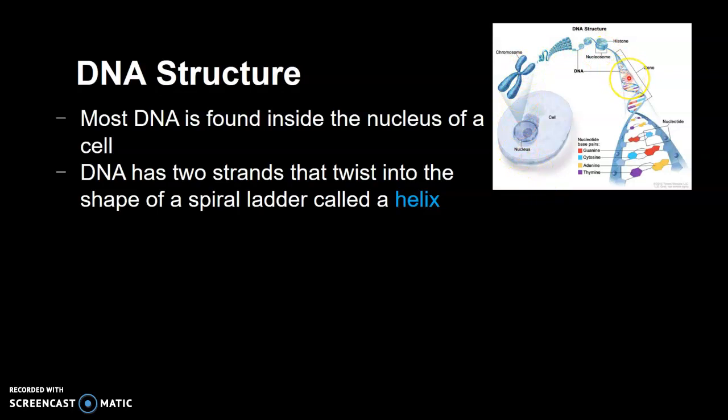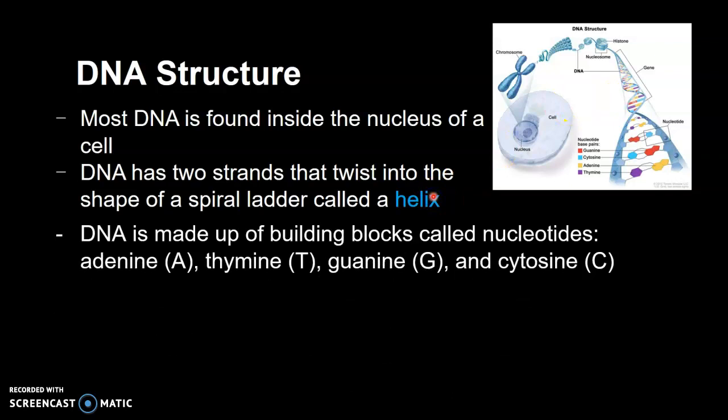Now, importantly, DNA has two strands that sort of twist together into the shape of what's called a spiral ladder or a double helix. Importantly, DNA is made of individual building blocks in the form of nucleotides that you can see here indicated by the figure that are binding together to bring this double helix ladder together.